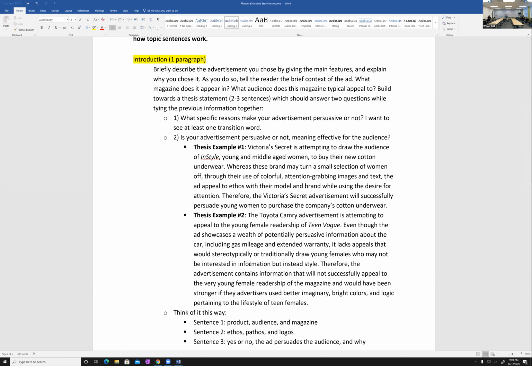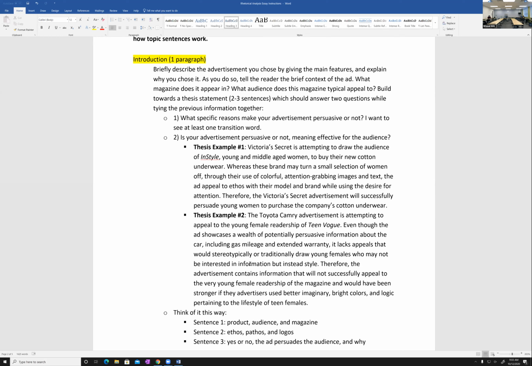As you are telling me why, or telling the reader why, give them a brief context of the ad. That means where you found it. In other words, what's the name of the magazine, what issue, those kinds of things. What audience does this ad typically appeal to? In other words, who's the target audience? And then you are building toward a thesis statement.